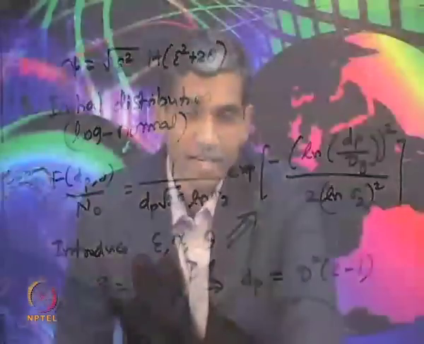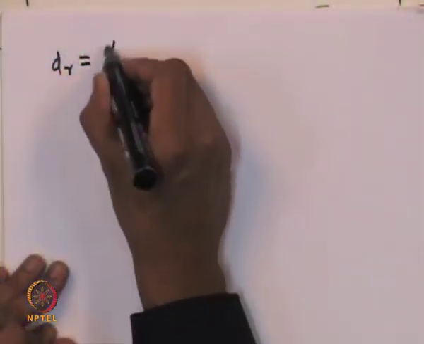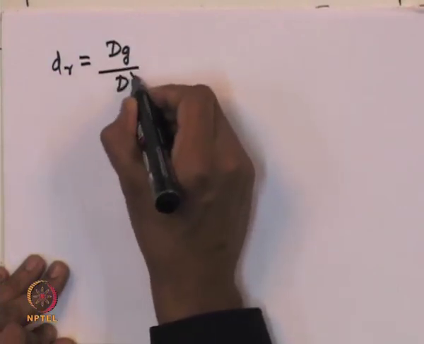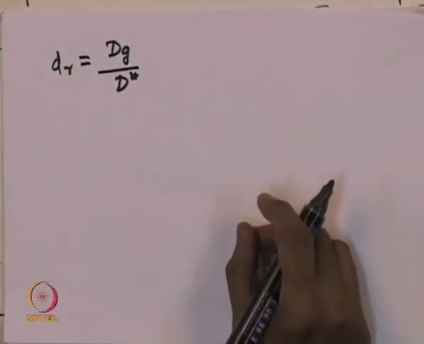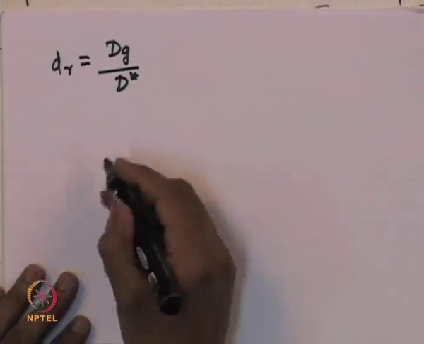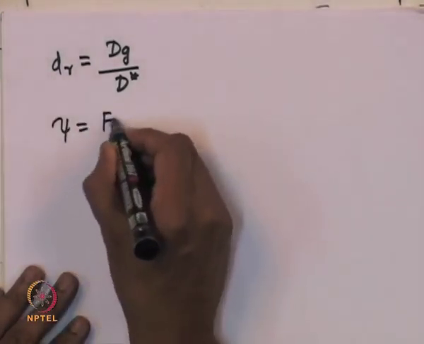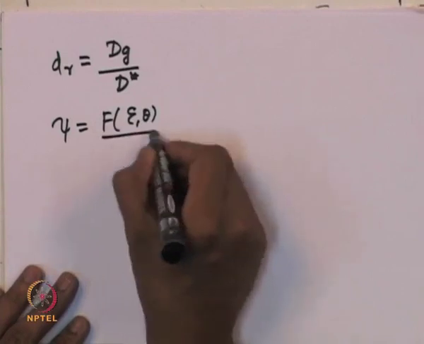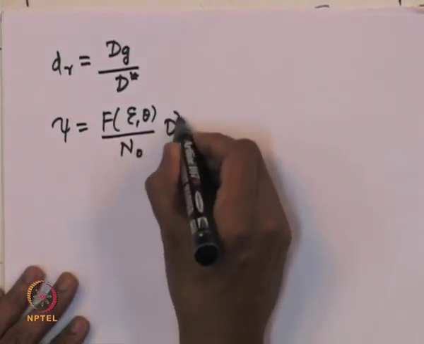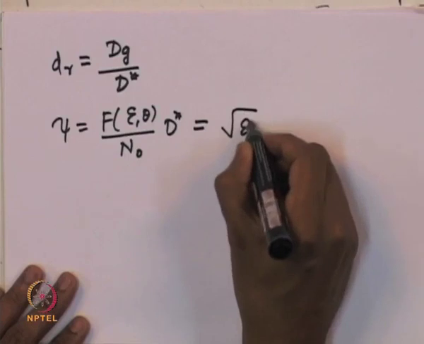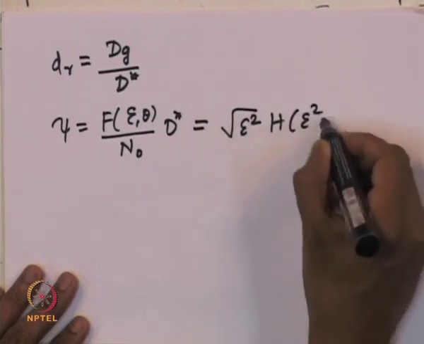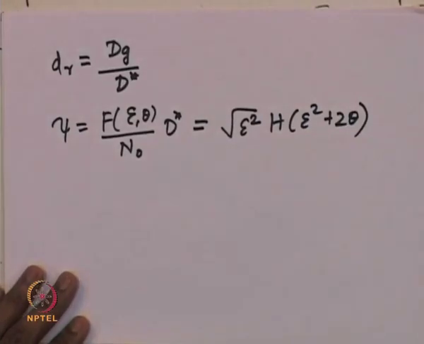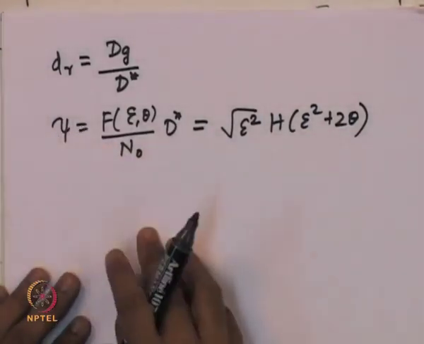So, if we assume a new variable dr, which is equal to dg divided by d star, where dg is some parameter of the distribution and d star is the diameter at which the mass transfer rate and the reaction rates are equal, then we can find out that psi is equal to some f of epsilon comma theta divided by n naught into d star, that should be equal to square root of epsilon square into h of epsilon square plus 2 theta. So, that is the functional form of this variable psi.